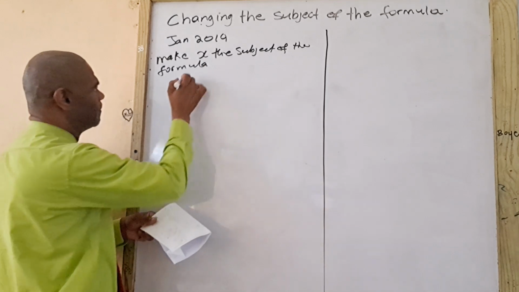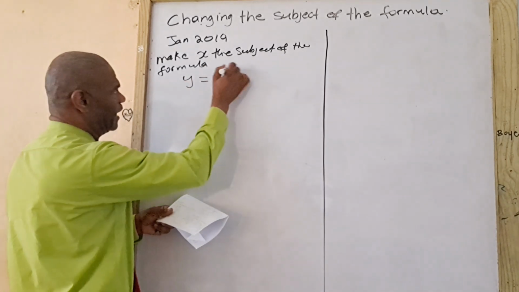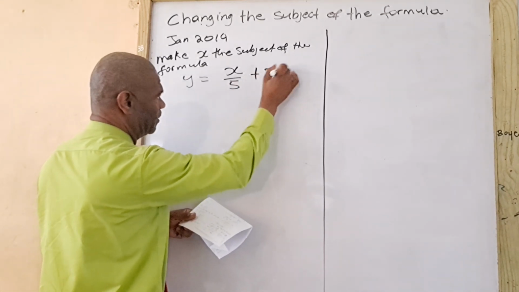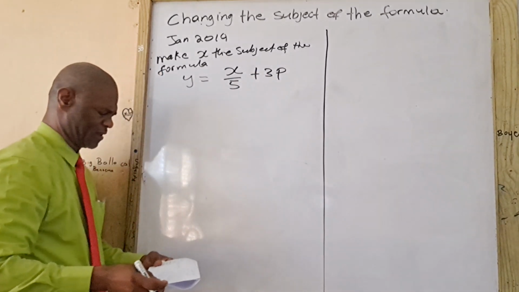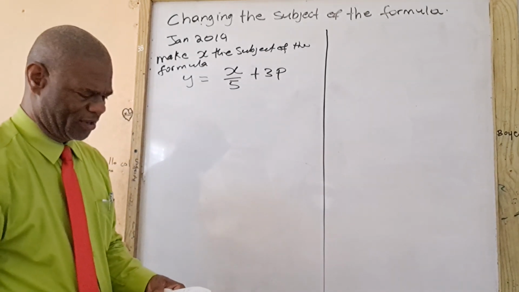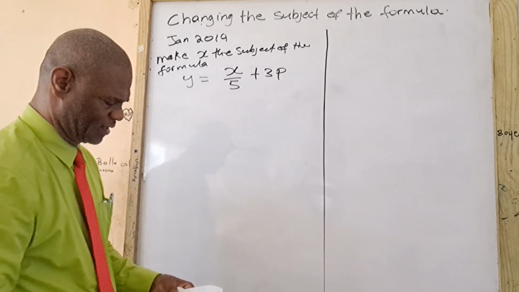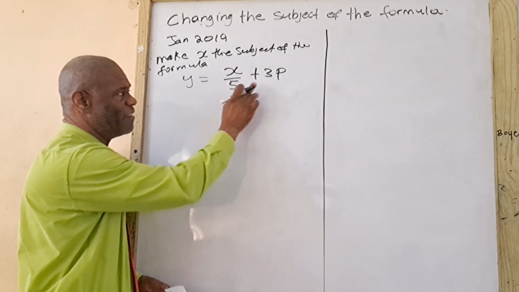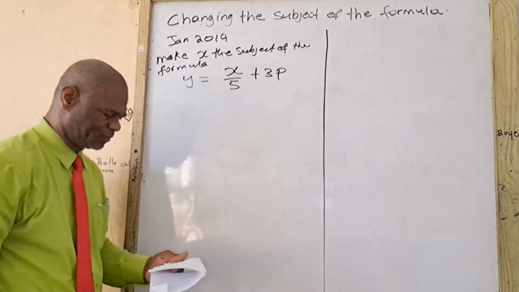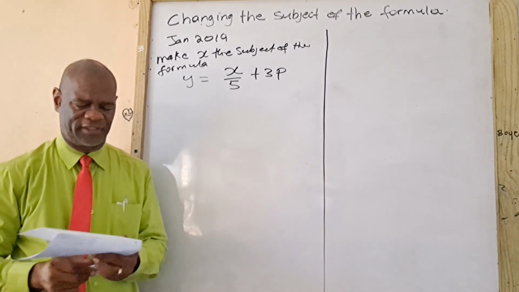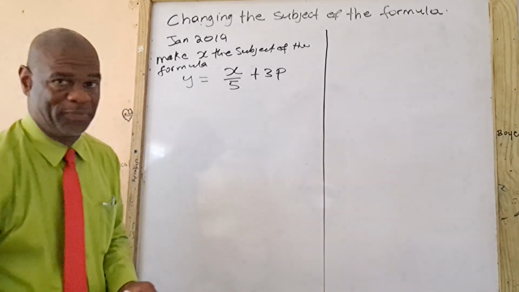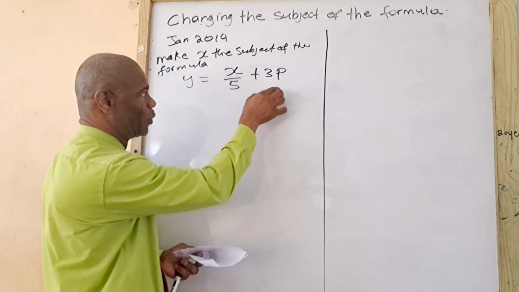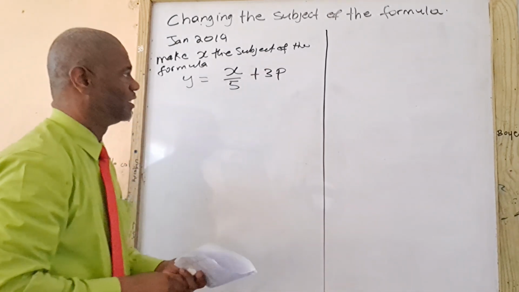And the formula reads y equals x over 5 plus 3p. So we have y equals x divided by 5 plus 3p. Now, let's first get rid of the 3p. We treat this as one term, so we're just going to lift it as it is.